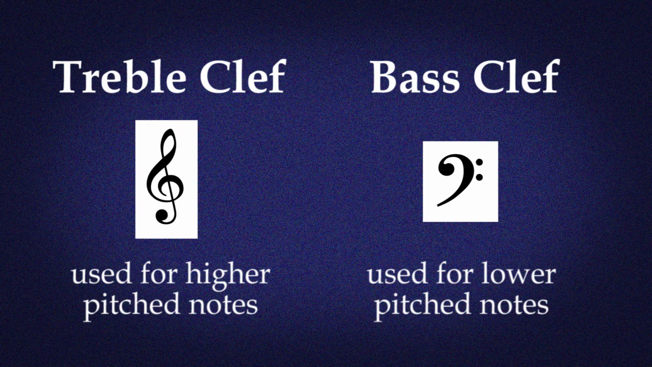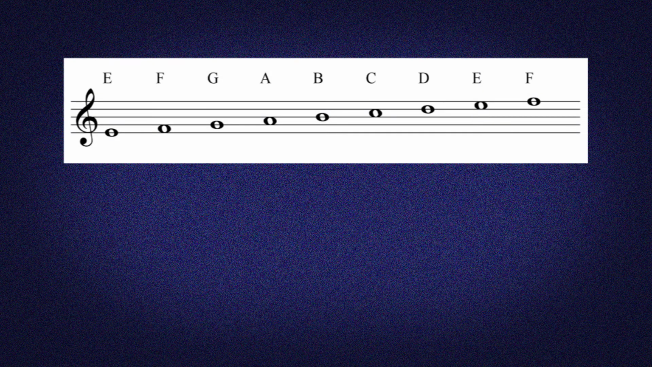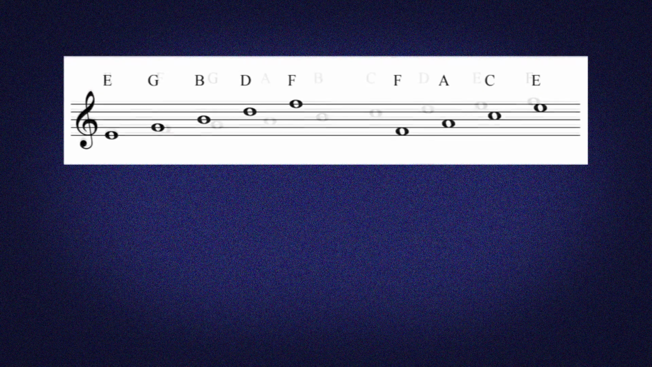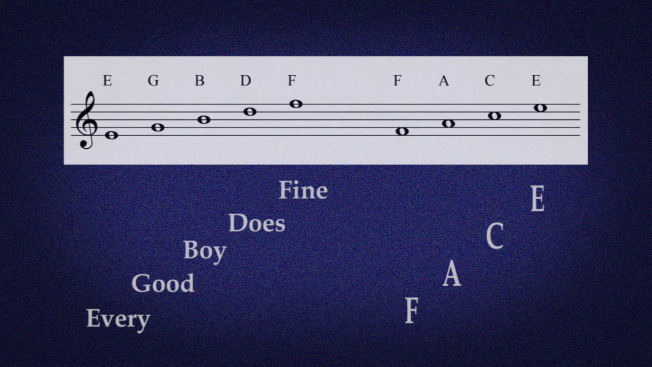First, let's look at the notes on the treble clef. An easy way to memorize them is to separate the lines from the spaces. The lines are E, G, B, D, and F. A common saying used to help remember this is, "Every good boy does fine." The spaces are F, A, C, and E, spelling out the word face. So this gives us a quick and easy way to identify any note we see written on the treble clef.